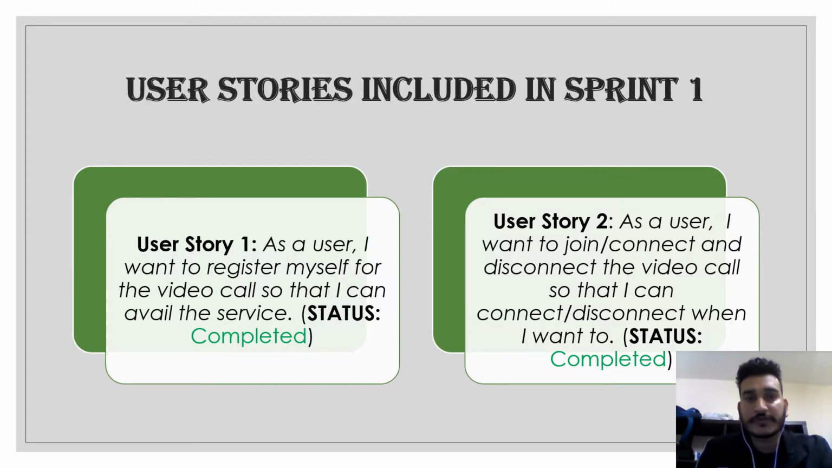There are 2 user stories included in Sprint 1. The first user story is, as a user, I want to register myself for the video call so that I can avail the service. The status of this user story is completed. The second user story is, as a user, I want to join and disconnect the video call so that I can disconnect or connect when I want to. The status of this user story is also completed.